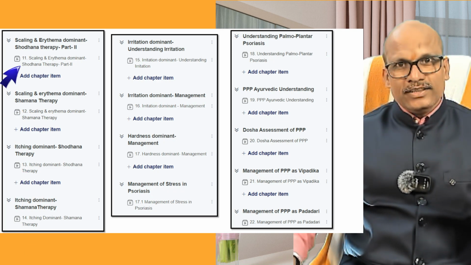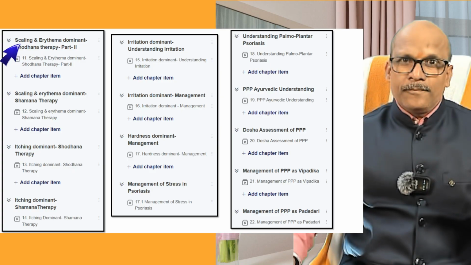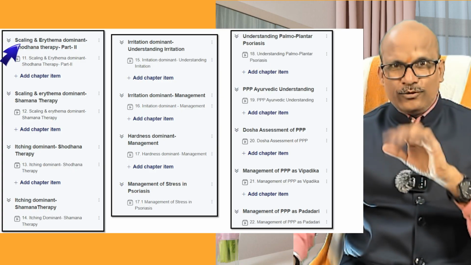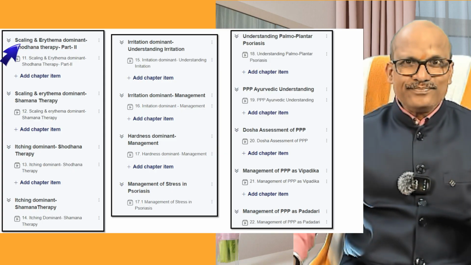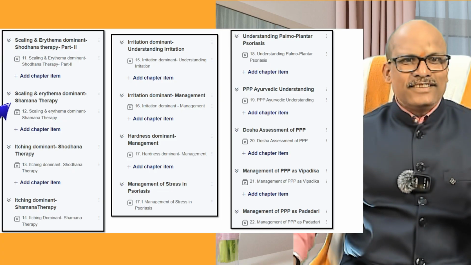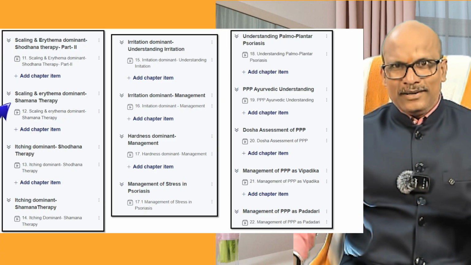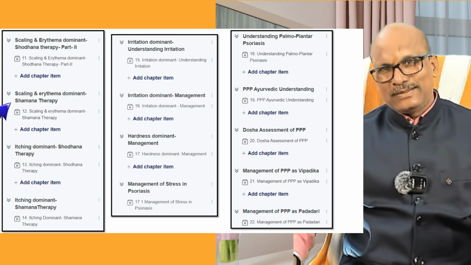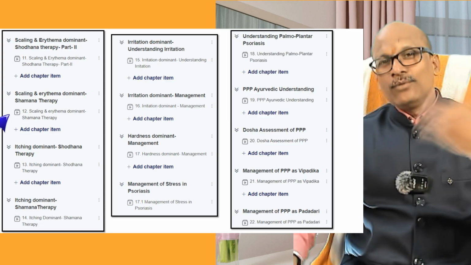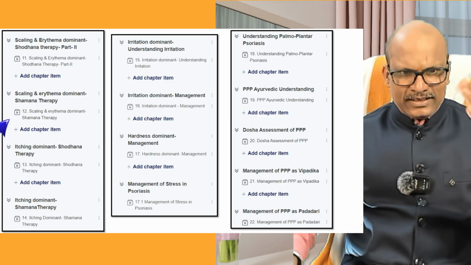Shodhana part 2. In this, you will be learning modified Shodhana. Apart from Nitya Virechana and classical Virechana, we learn some other Virechana, which is very essential in the present day's hectic lifestyle. Next comes that same scaling and erythema dominant psoriasis. If Shodhana is not needed, only Shamana we can do. Shodhana with Shamana, only Shamana, like that it is discussed.